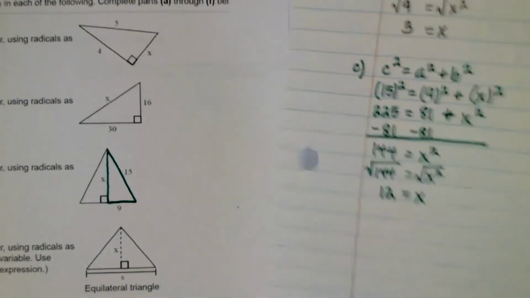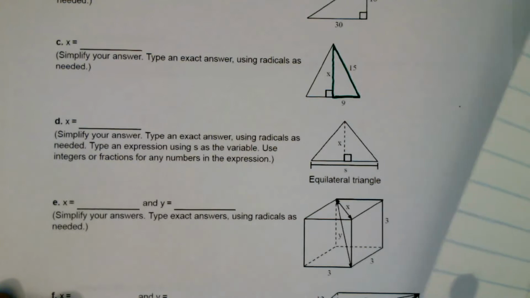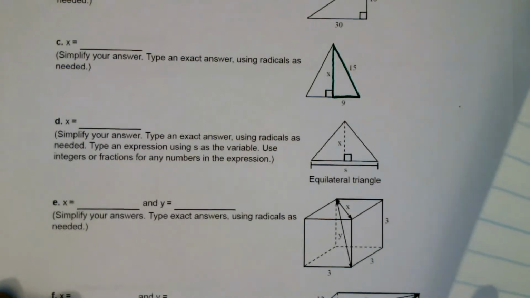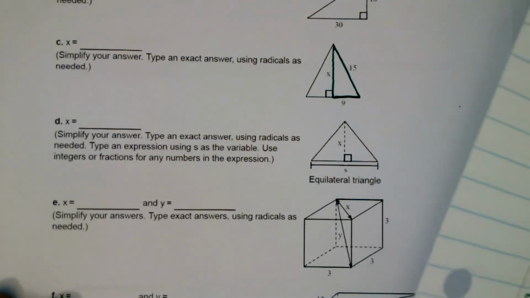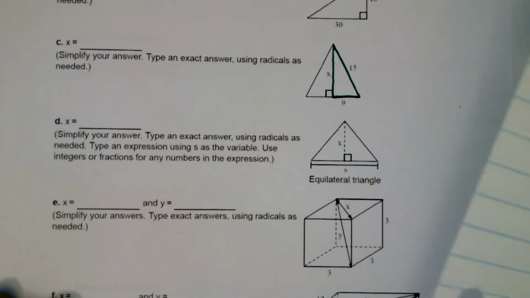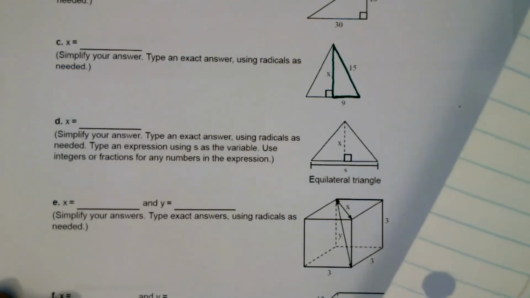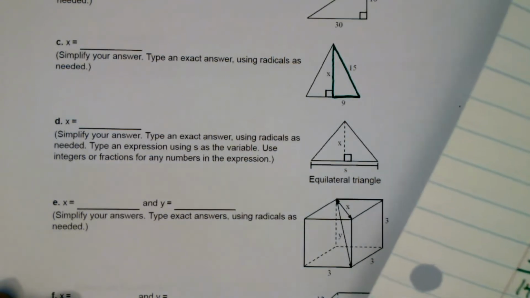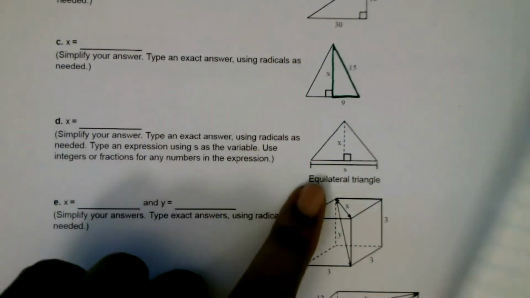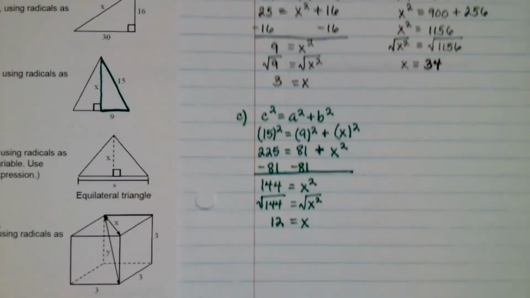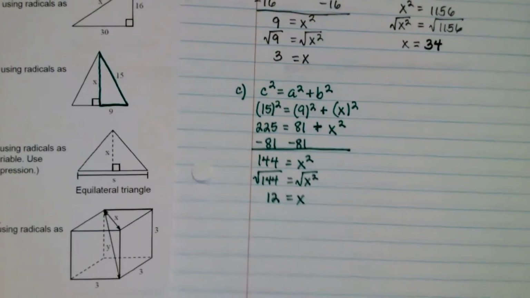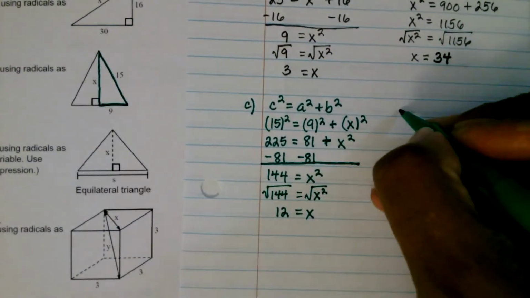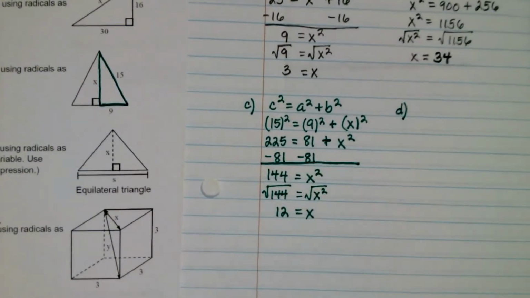Okay. Now take a look at part D. Now in the homework, you'll be asked to type the exact answer using radicals as needed, type an expression using s as the variable, and use integers or fractions for any numbers in the expression. So here we have an equilateral triangle here. Okay, so let me move this over to the side and just focus on that equilateral triangle. So this is part D.